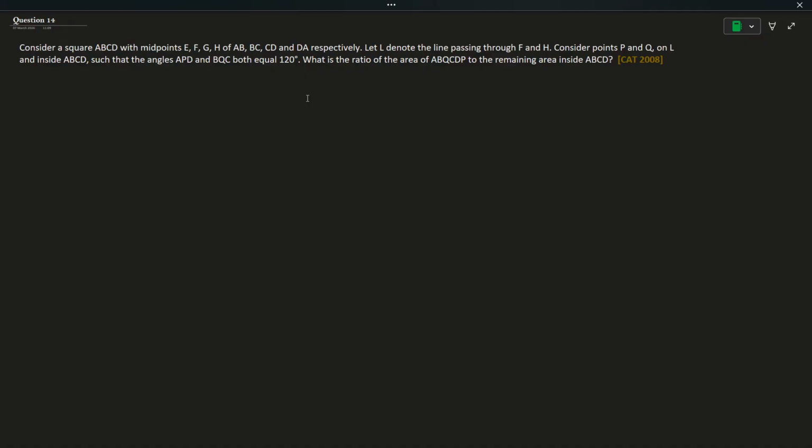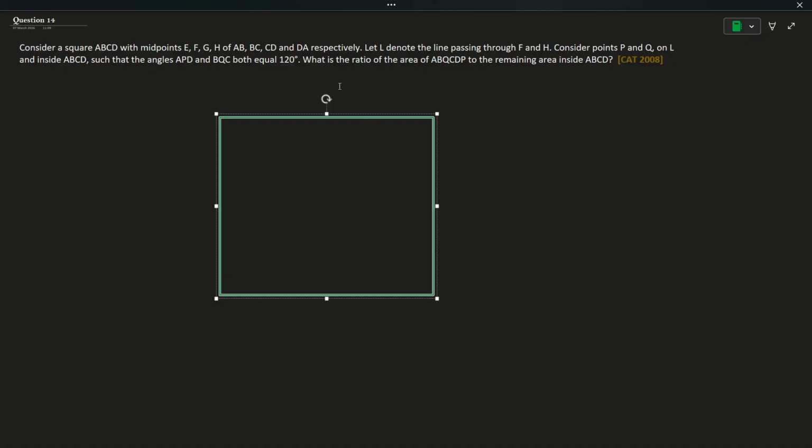Okay guys, as I have already mentioned in my previous videos, it is always helpful to draw a diagram in geometry. So let me first draw a square. So I have a square ABCD, right? Let me denote the vertices in this order: A, B, C, and D.